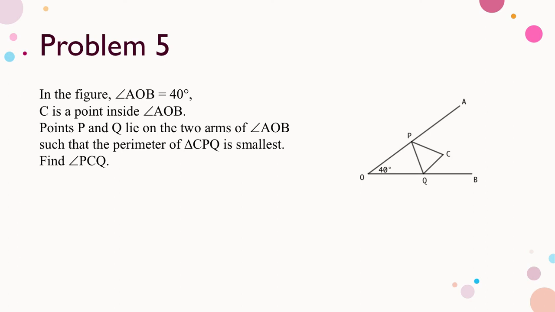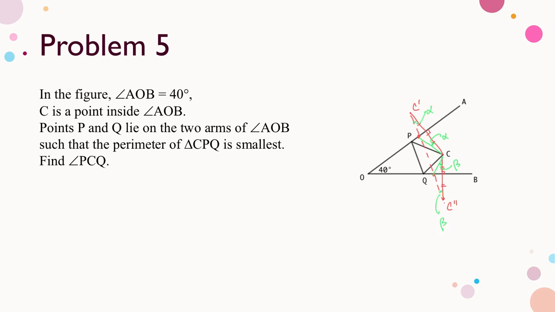We first identify the location of P and Q when they give the minimum perimeter of the triangle. So reflect C about the 2 arms to get the images C prime and C double prime. For minimum perimeter, C prime, P, Q, and C double prime are collinear, or simply C prime and C double prime form a straight line. Mark these 2 angles as alpha and beta. Due to reflection, these 2 angles are also alpha and beta.